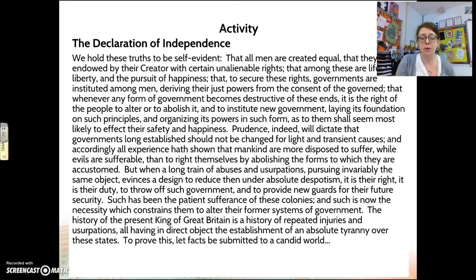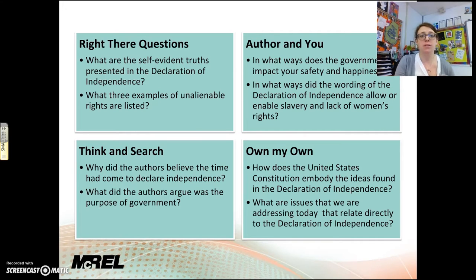So here we go. So here's that model, the QAR model, okay, and what types of questions can be formed based on the Declaration of Independence. So the right there questions are, what are the self-evident truths presented in the Declaration of Independence? What are 3 examples of unalienable rights that are listed? Okay, so those are those right there. They can be lifted directly from the text.